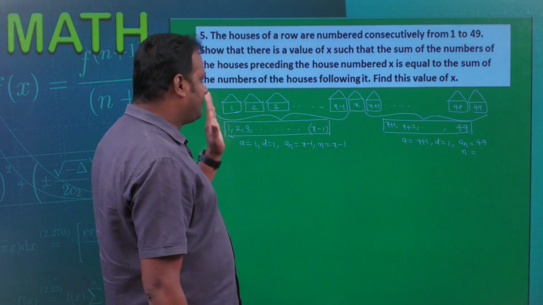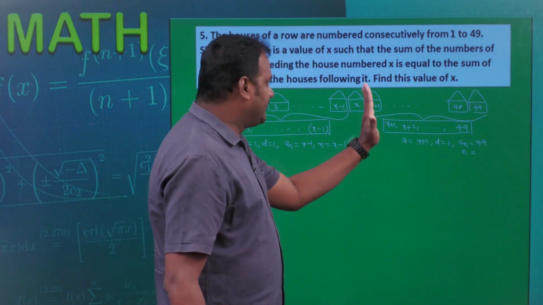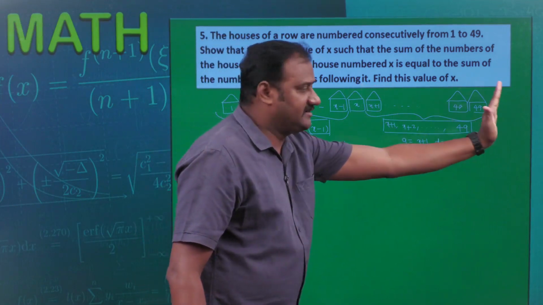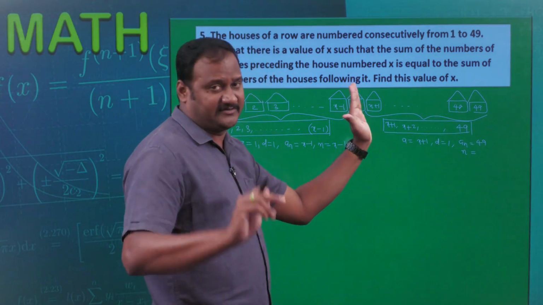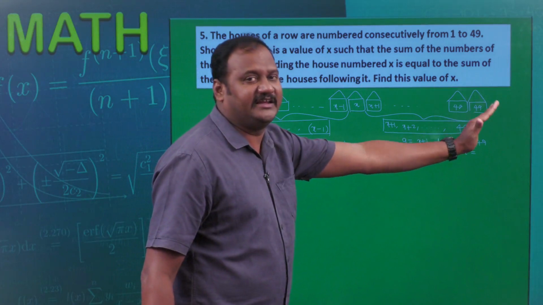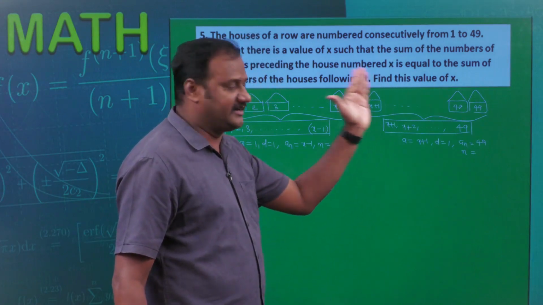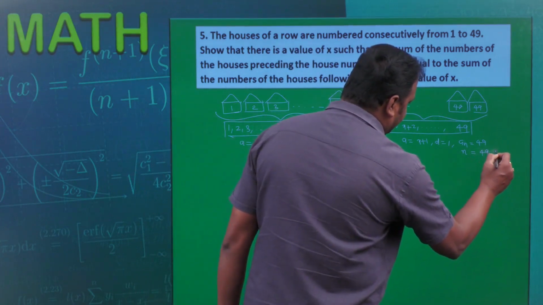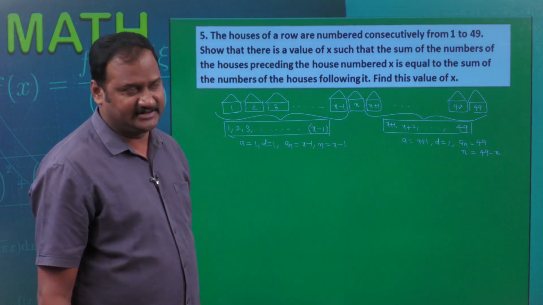See here, from 1 to 49 numbers are there, but we are removing x number of terms because we are starting from x plus 1 to 49. So we are not including till x number of terms. So the remaining number of terms are 49 minus x only, right? The remaining number of terms is equal to 49 minus x. So number of terms is 49 minus x. Did you get my point?